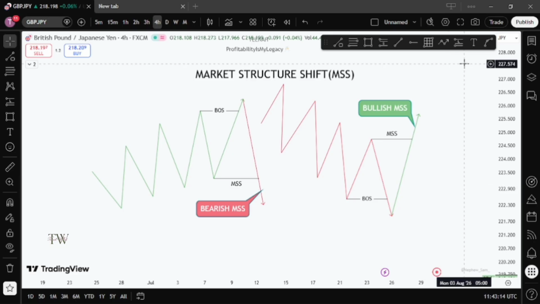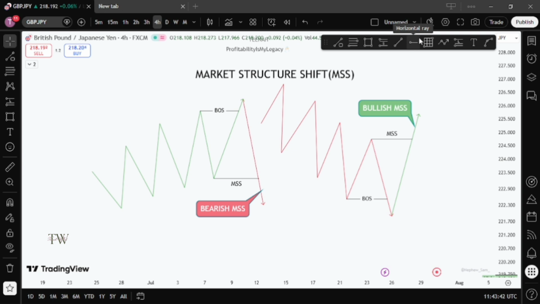So a break of structure usually comes after the trend has already been established, whereas a market structure shift usually appears at the beginning of a new trend. Okay, it's just as simple as that. There's nothing more we are coming to talk about under this, and I want to believe that the few points I have raised on these two are enough for you to be able to distinguish them.